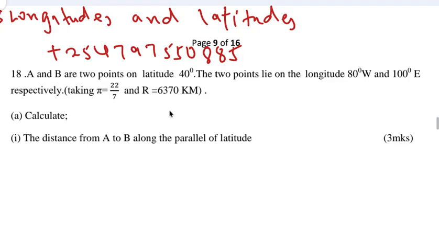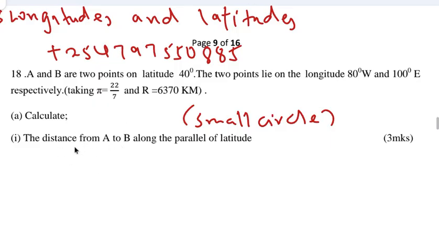When they say along the parallel of latitude, is it a small circle or a great circle? It's a small circle. So a question like this is a small circle, because you see there's a difference in longitudes but they have the same latitude. You are given 40 degrees, and as long as you know 40 degrees it will help you calculate the answer.